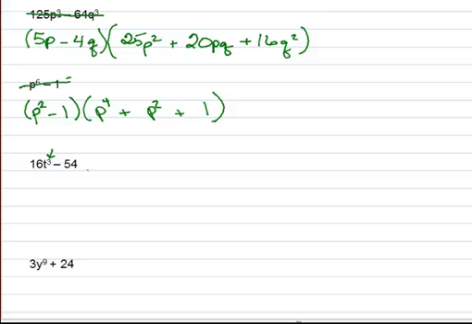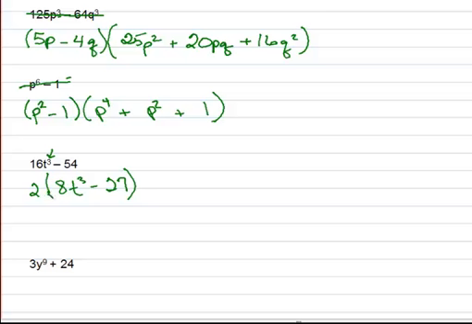4 goes into that one, but 4 does not go into 54. So 2 is our greatest common factor. And then I just divide that out. And after we've divided out our greatest common factor, we see all of these things.